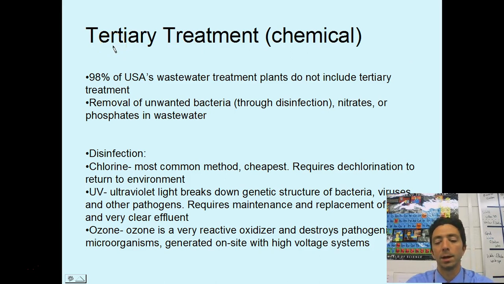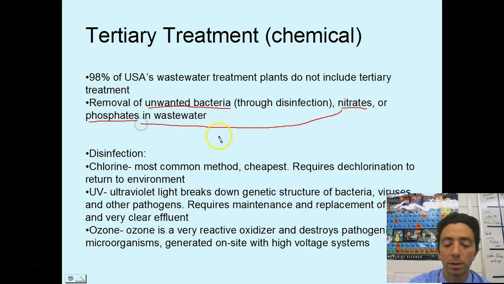This is an optional setup, but we do it for a couple different reasons. We can remove unwanted bacteria, we can remove nitrates or phosphates. As you know, these two are linked with eutrophication, and that's the primary reason why we want to remove them. The first one, though, is disinfection, and this is always going to be the last step. So we might do nitrates, we might do phosphates, but we're definitely going to disinfect at the very end.